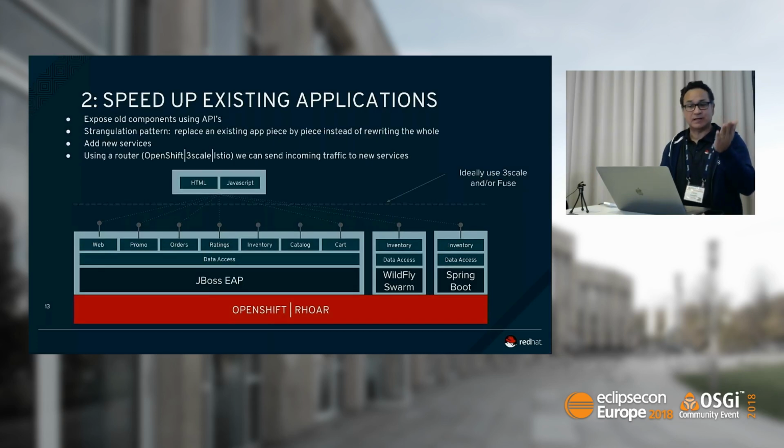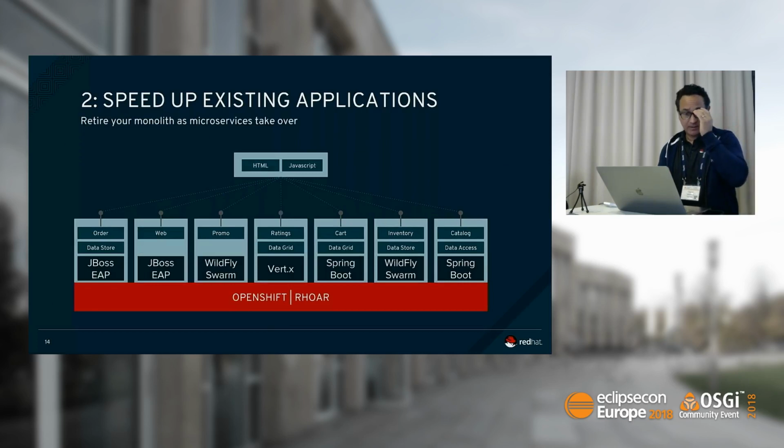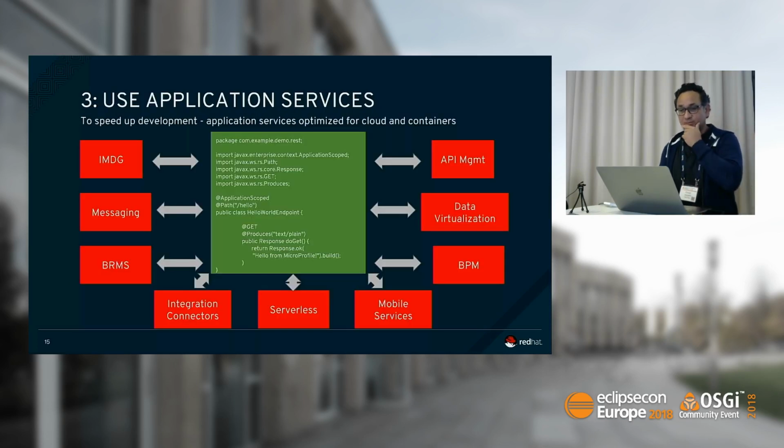This is actually called the strangulation pattern when you start breaking up the monolith. And the last step could be, if you decide to do so, you can actually break up your monolith into microservices, and at the end, you can retire your monolith. You won't need it anymore once we'll have rewritten it in microservices.